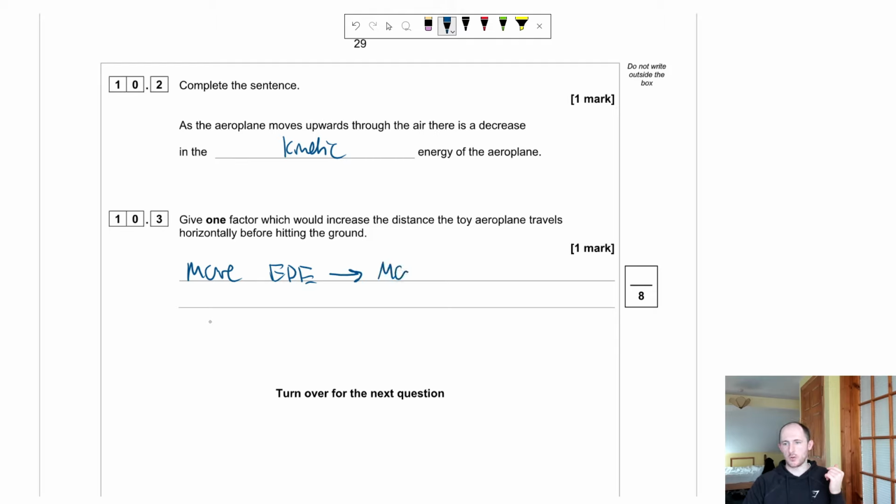So more spring constant k, more extension also works. You can also say lowering the angle, so making it more horizontal as well. And that is it for question 10.